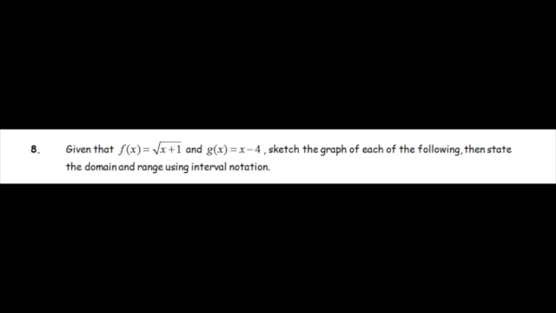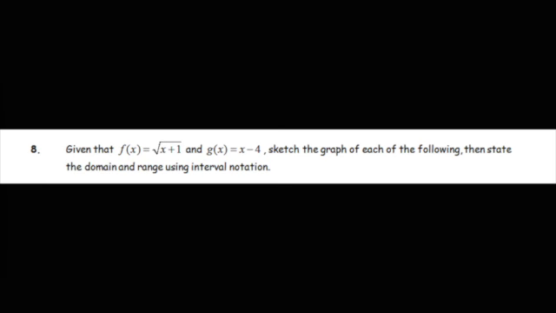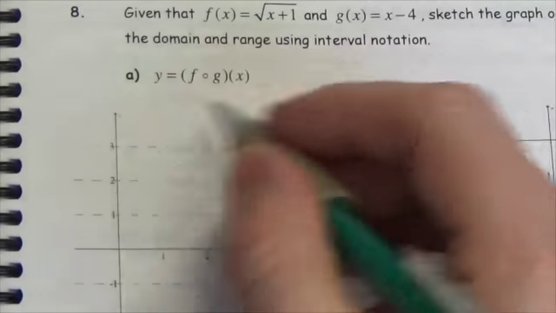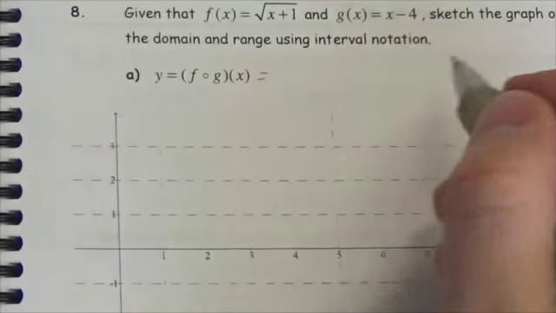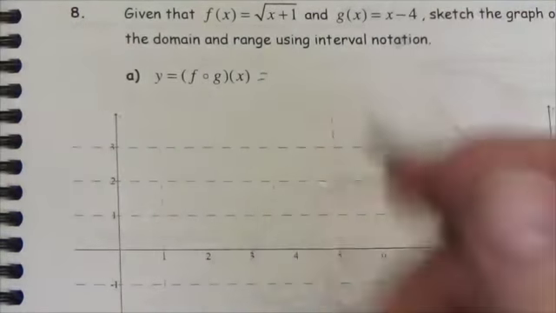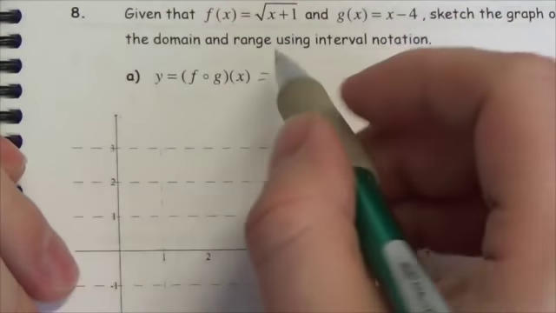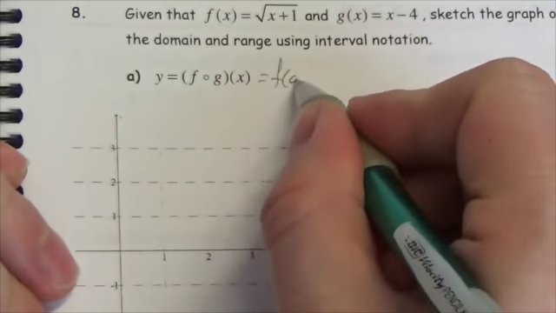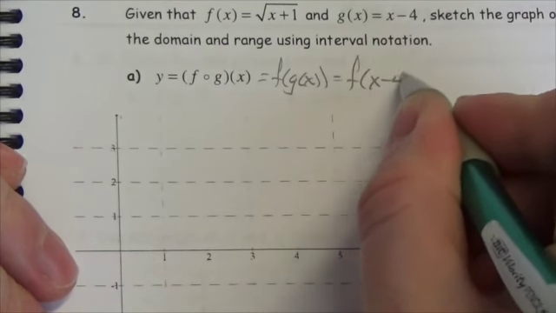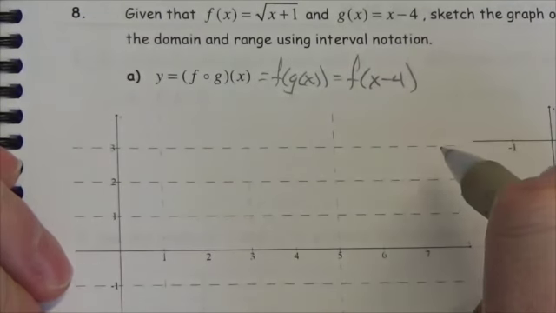Given that f of x is the square root of x plus 1, and g of x is x minus 4, sketch the graph of each of the following and state the domain and range using interval notation. Okay, well, the easiest way to go about getting a sketch of this is to see what this composed function is going to look like, and take advantage of any function there that I'm familiar with. Okay, so I know I'm composing f with g here, so I'm going to put g inside f, which will be f of x minus 4. There's g, just direct substitution.